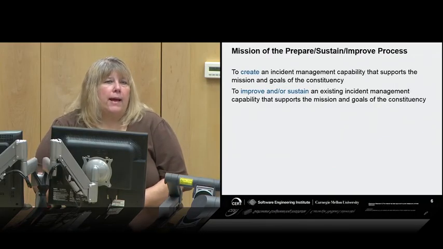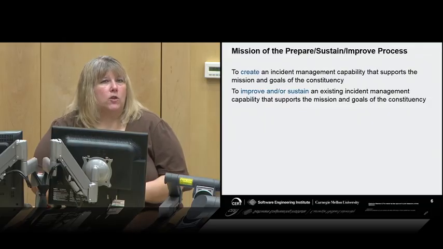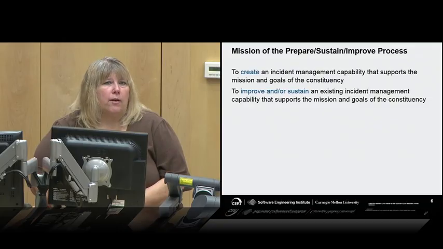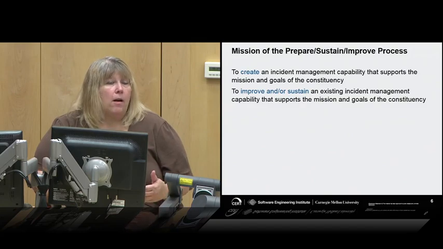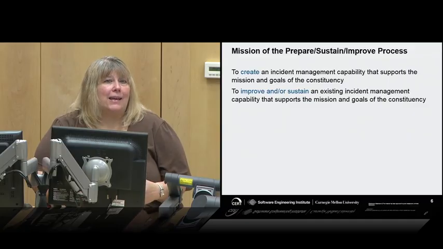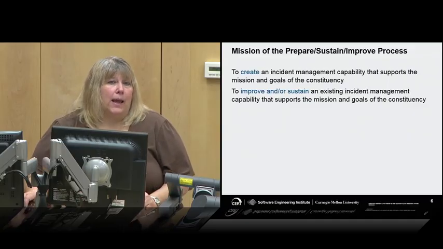So when we break down the incident management processes and we take a look at just the prepare, sustain, improve process. So that's the whole name. It's called prepare, sustain, improve process. And when we look at the mission of it, it's to sometimes create an incident management capability if there's not one there, but also it's to improve and keep running or sustain any existing incident management capability.